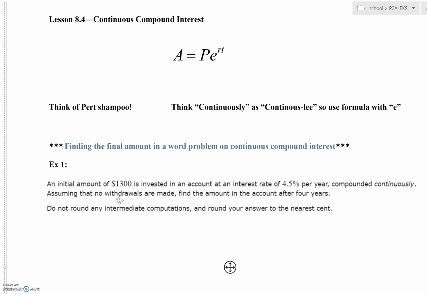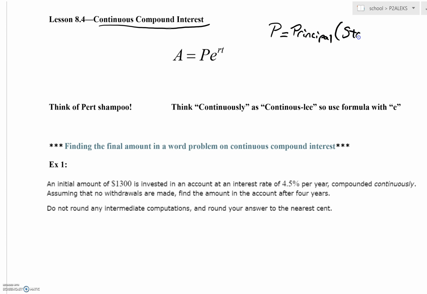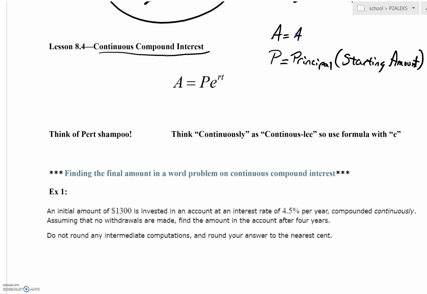Okay, Algebra 2, Lesson 8.4, Continuous Compound Interest. Here's the thing. The P is your principal, as we call it, but that's really your starting amount. We're going to see on the second page that you don't always have money, but right here on the front page, it is all dealing with money. But A is the amount that you have after T years.